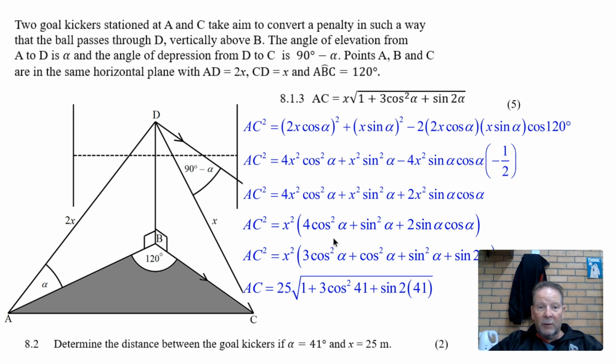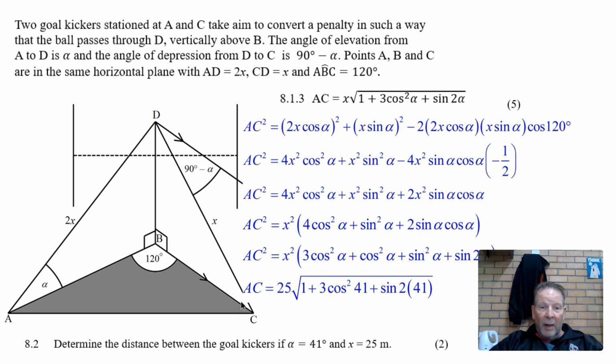Now, how are we going to get 1 out of here? This is a little bit tricky because I need 3 cos squared. So let's break this up into 3 cos squared plus 1 cos squared. And then, sine squared plus cos squared, that's where I get the 1. And the very last thing, what are you going to do? You're going to take the square root. And what are you going to get? AC equals x times the square root of 1 plus 3 cos squared alpha plus sine 2 alpha. I should have put that last thing in there.